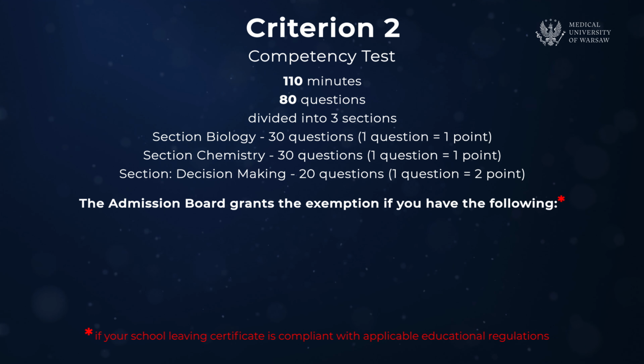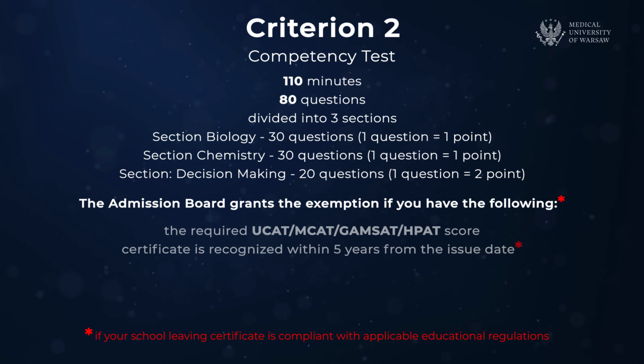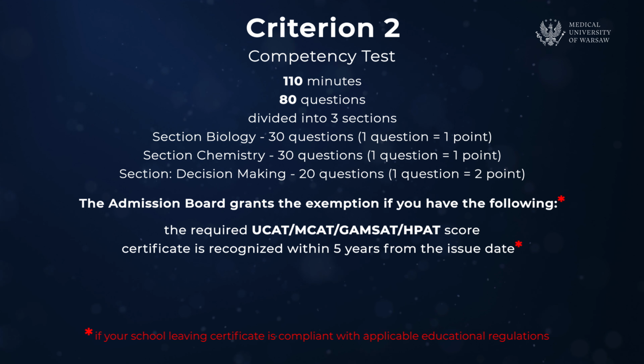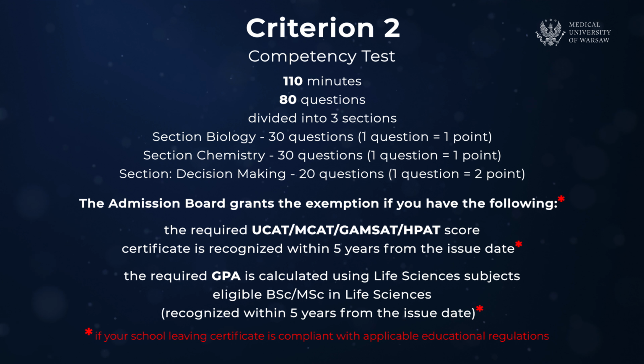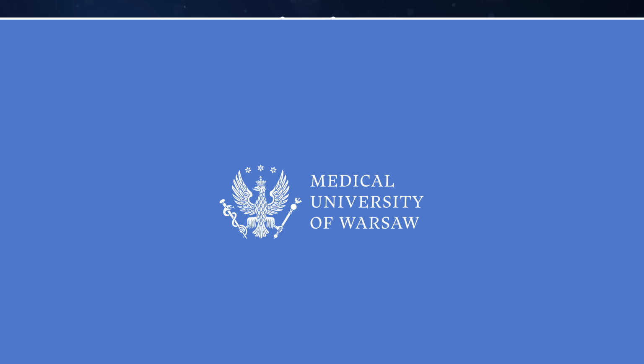Candidates may be exempted from the test if they meet one of 2 conditions. First, they hold a valid certificate from one of the following tests: UCAT, MCAT, GAMSAT, or HPAT. The certificate must be issued within 5 years prior to the application. Second, they have the required university GPA, calculated from relevant subjects in the field of life sciences, based on a completed BSc or MSc degree in life sciences. This diploma must also be issued within the past 5 years.